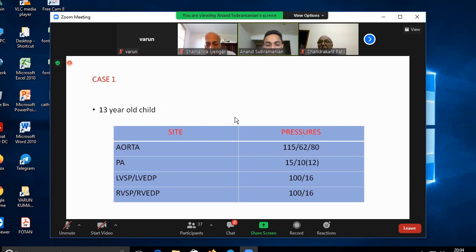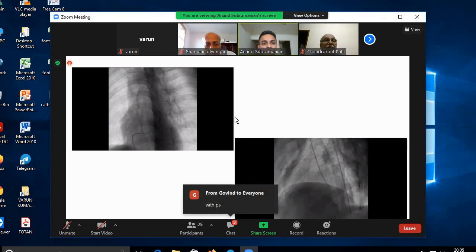So there is an obstruction to the outflow tract of the ventricle. The commonest scenario in which you would see this is tetralogy of Fallot, or maybe if the child is not very desaturated, you would think of a VSD with a PS physiology. So just go through these angiograms as they play.